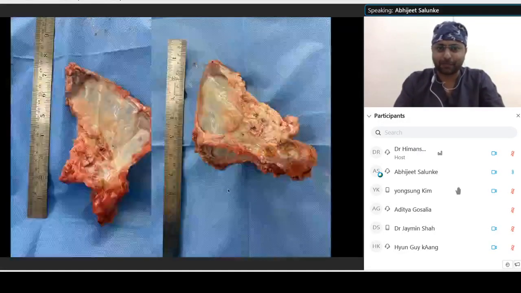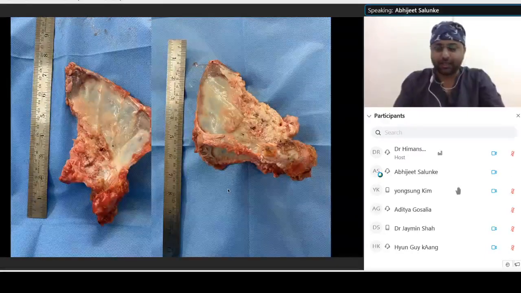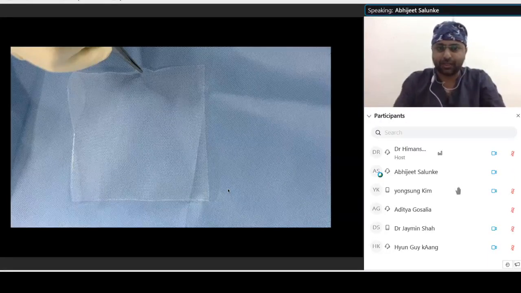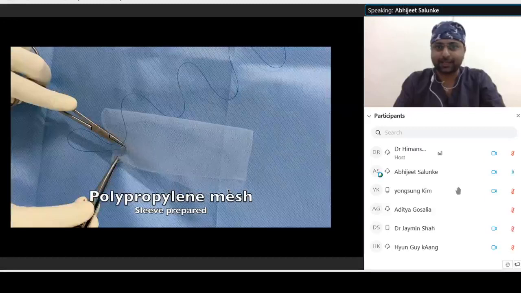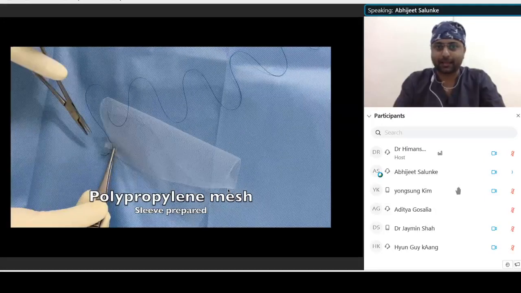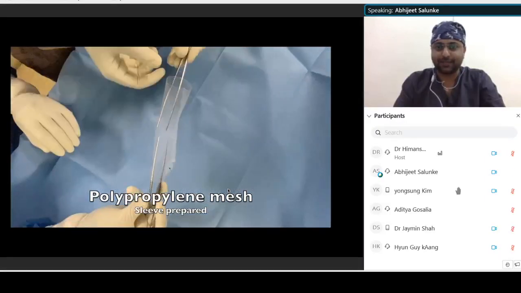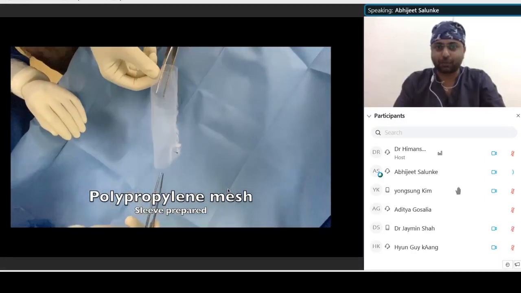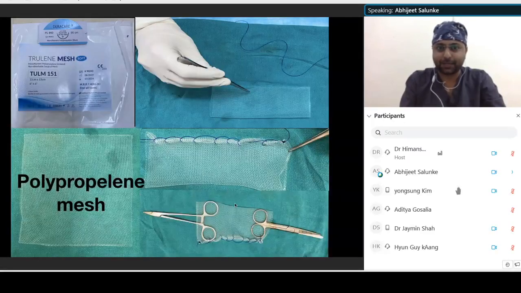So this was the specimen brought back after radiotherapy. We used mesh here. We prepare a Prolene mesh sleeve so that this is attached to the humerus and the scapula. So these are the key steps for how this Prolene mesh sleeve is prepared. It is open at both sides. So these are the steps for how the Prolene mesh sleeve is prepared.